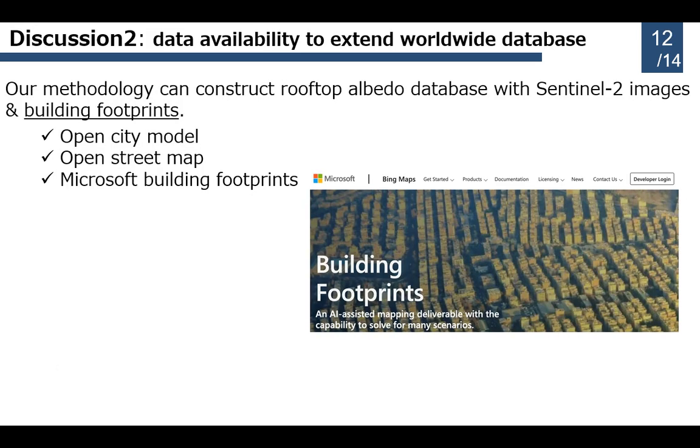Our methodology requires not only Sentinel but also building footprint data. But no worry. Nowadays, several open building datasets are available, such as Open City Model or OpenStreetMap. So expanding the database to outside Japan is possible. Now we are making the USA's rooftop albedo database.